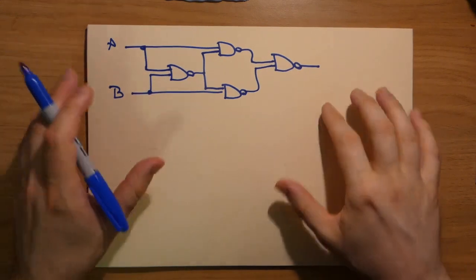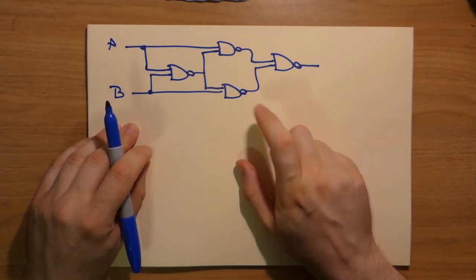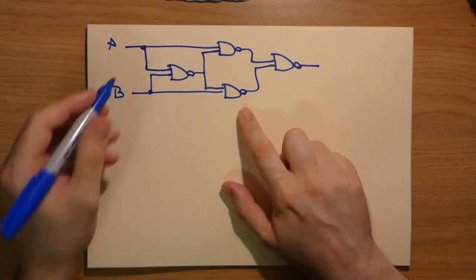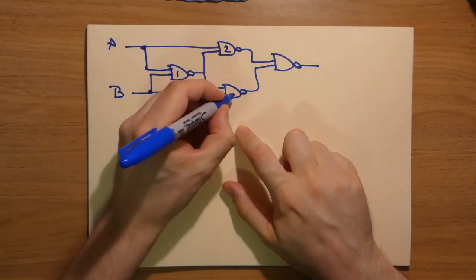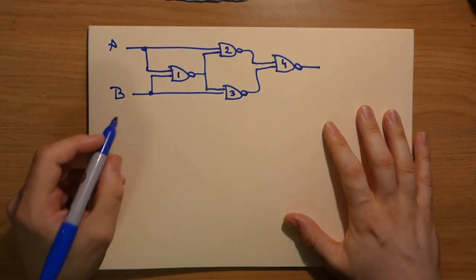So I've just reproduced the diagram that I found on Wikipedia. I want to investigate if this is accurate. So I'm just going to label those NAND gates. I'm going to draw the truth table.